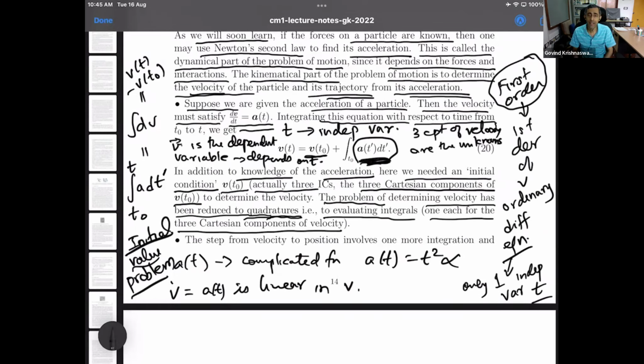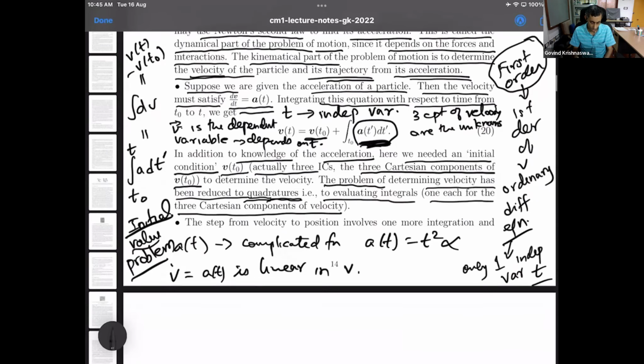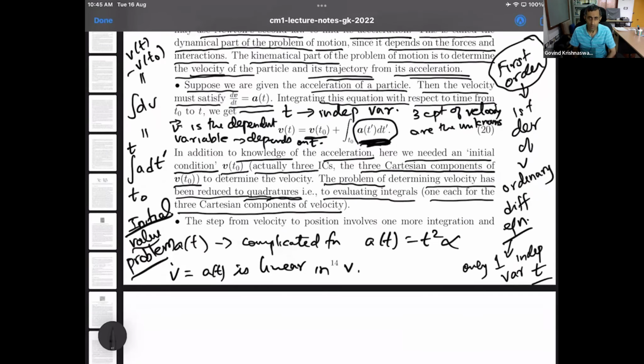Now we are not saying that that integral is easy to evaluate or can be evaluated in closed form and so on. That's a separate question. But formally, we can write down the velocity at any time in this manner. The job of computing that integral then becomes an interesting separate problem for which there are many tools.